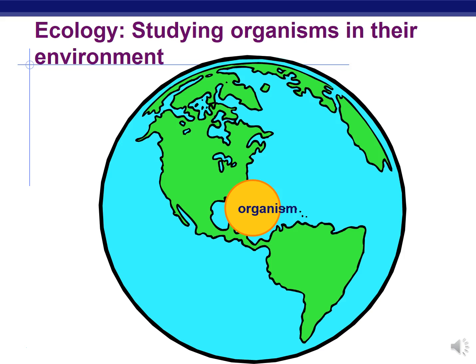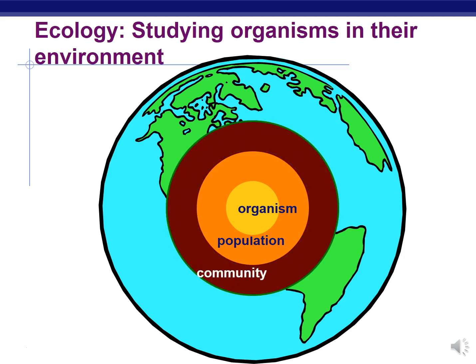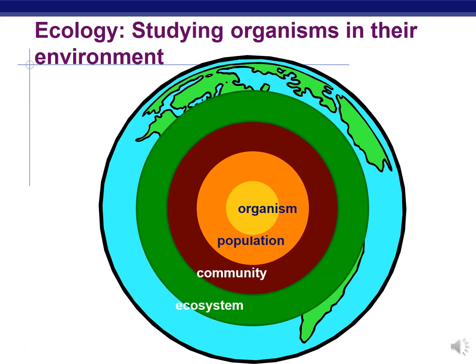If you have a group of organisms of the same species living in the same space, we call that a population. If you have a group of populations of different species that are all hanging out, that would be your community. When you add in the non-living things like light and temperature, then you're going to get your ecosystem. And then the whole thing together is considered the biosphere. So that's everywhere on the planet that you can find living things.